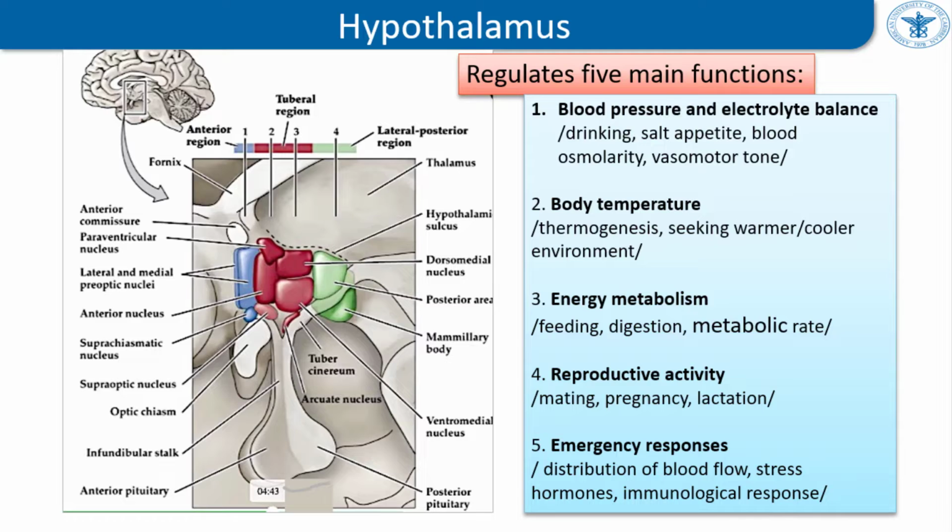Interestingly, this evolutionary oldest part of the brain does not report to the cortex, and we are not aware of what exactly is going on in our body, but by sending signals to the limbic system, it influences our desires, thoughts, and feelings.